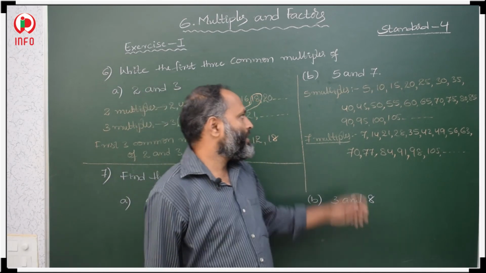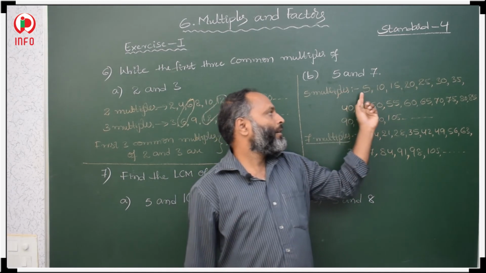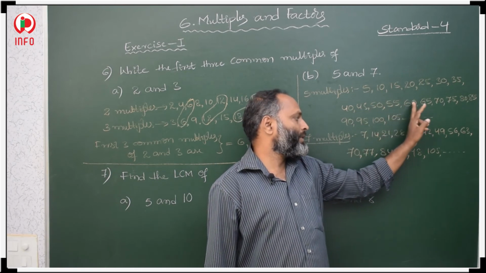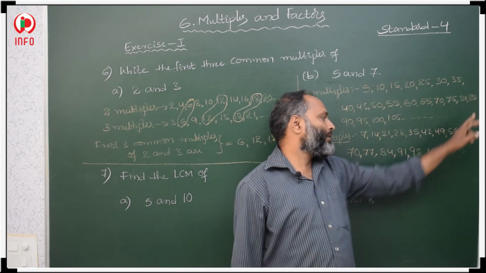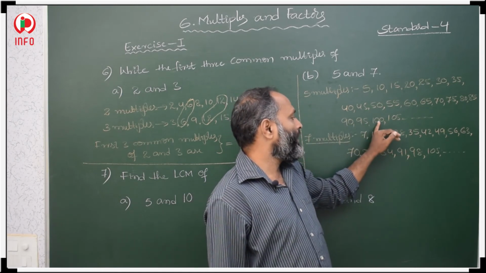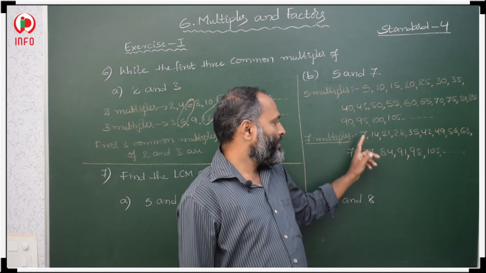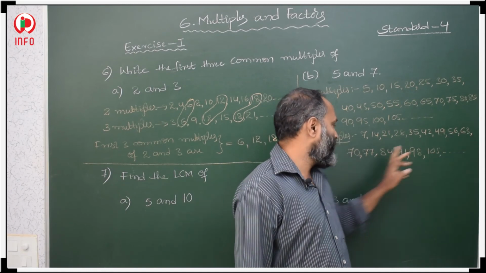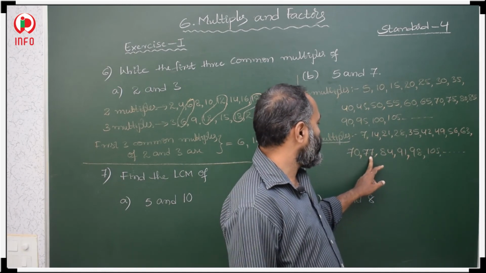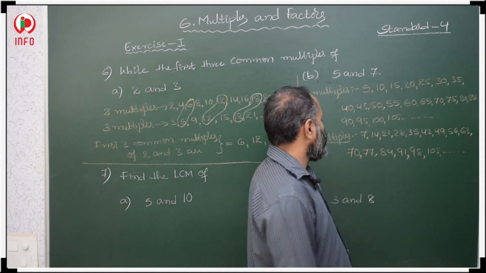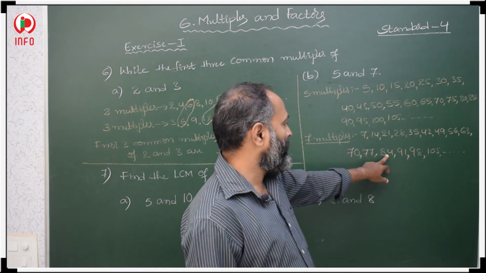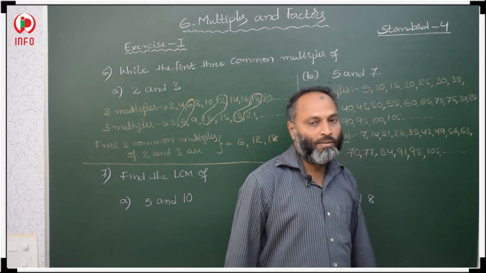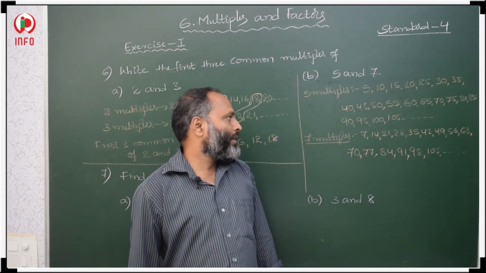Once again, the multiples of 5: 5, 10, 15, 20, 25, 30, 35, 40, 45, 50, 55, 60, 65, 70, 75, 80, 85, 90, 95, 100, 105. And the multiples of 7: 7, 14, 21, 28, 35, 42, 49, 56, 63, 70, 77, 84, 91, 98 and 105, and so on. So these are the multiples of 5 and 7.